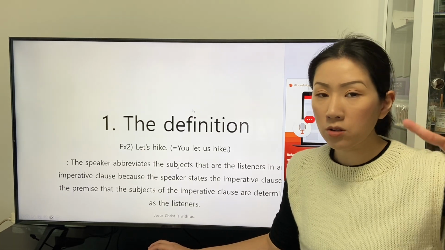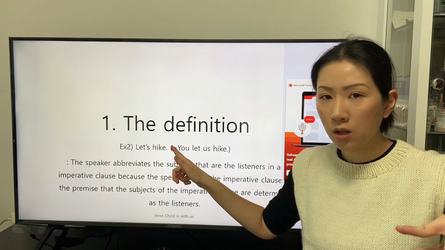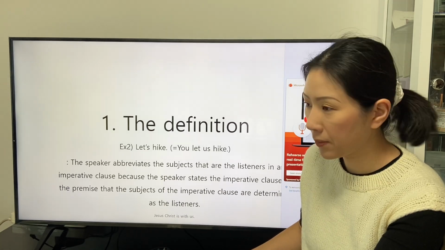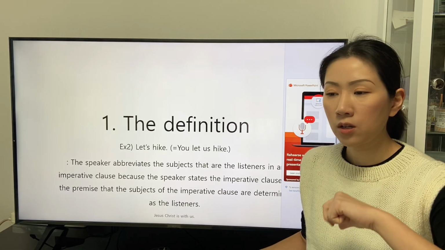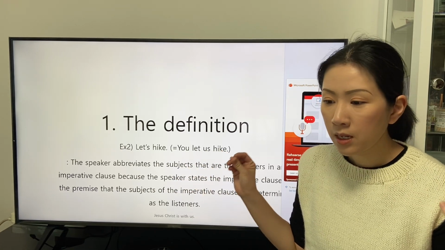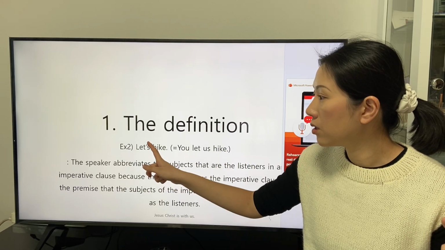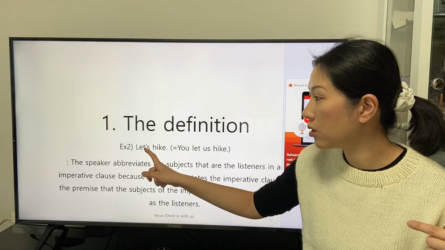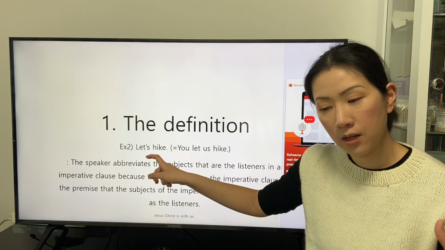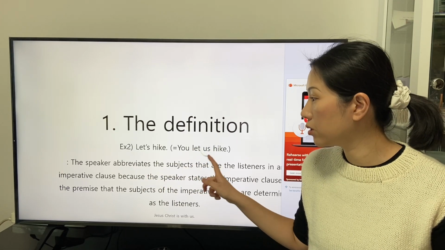There is the second clause, let's hike. This clause, to suggest an action to the listeners, is abbreviated from this clause: you let us hike. This tells us that the expression, an apostrophe and the letter S, originates from the personal pronoun us.